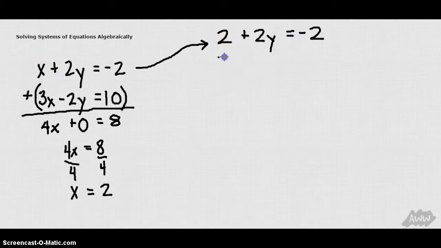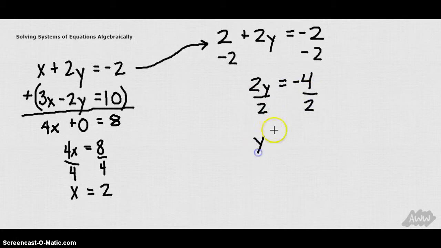We'll subtract 2 from both sides. We get 2y equals negative 4. Divide both sides by 2. We get y equals negative 2. We have an x value, we have a y value, so my answer is at the point (2, negative 2). Let's look at a second example.